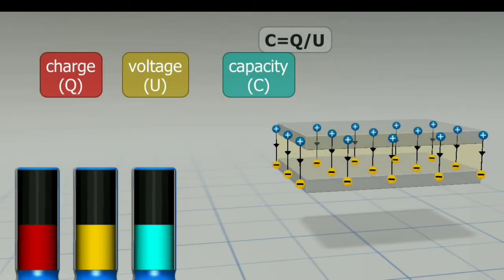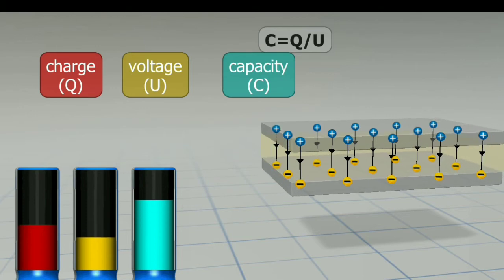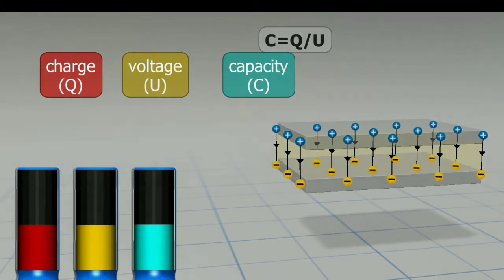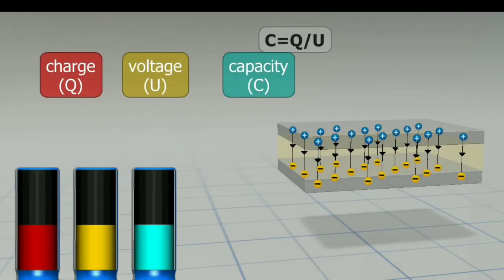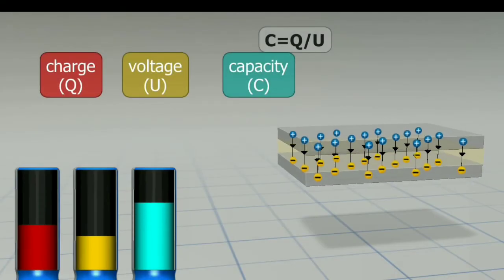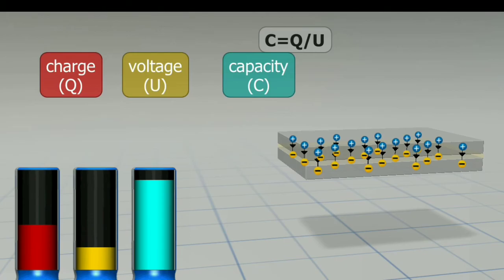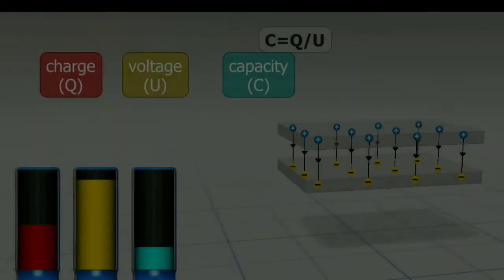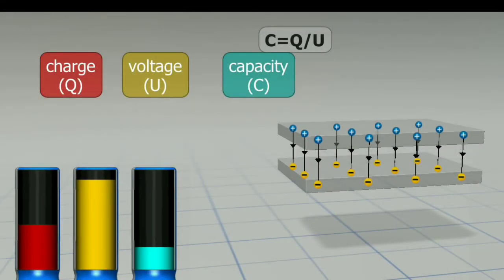The capacitance of a capacitor, that is, the amount of charge it can store, can be modified in several ways. One way to increase the capacitance is to increase the area of the plates. Another way to increase the amount of the charge stored is to decrease the distance between the plates. The capacitance is also greatly affected by the choice of dielectric placed between the plates.